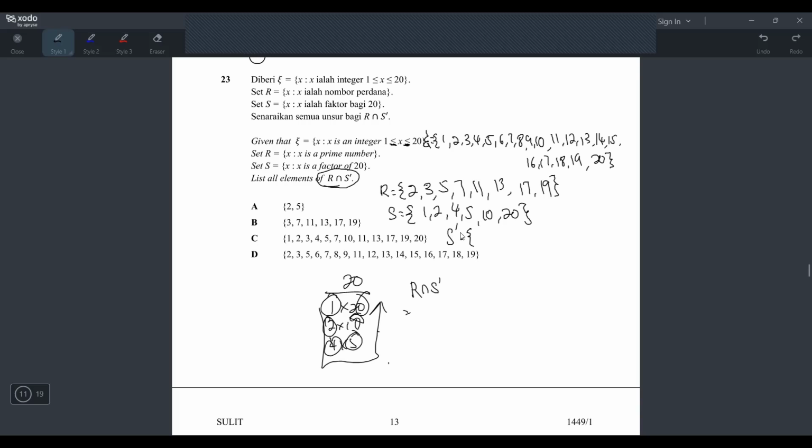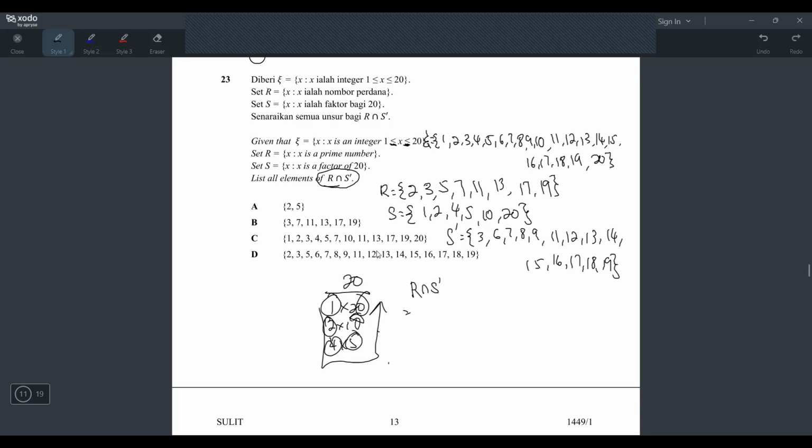S complement means selain daripada S. Selain daripada S means take everything except S. Okay. What do I mean by everything except S? It means everything in the universal kecuali element dalam S. So everything from 1 to 20 except 1, 2, 4, 5, 10, 20. So the other 3, 4, 5, 6, 7, 8, 9, 10 sudah ada, 11, 12, 13, 14, 15, 16, 17, 18, 19, and then except 20. So yeah, inilah S complement.